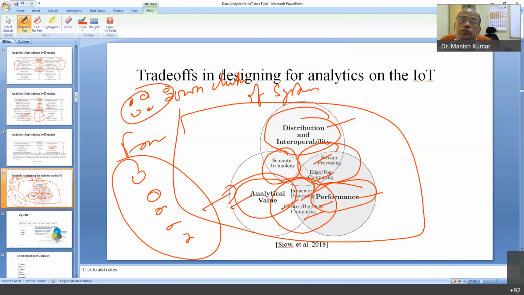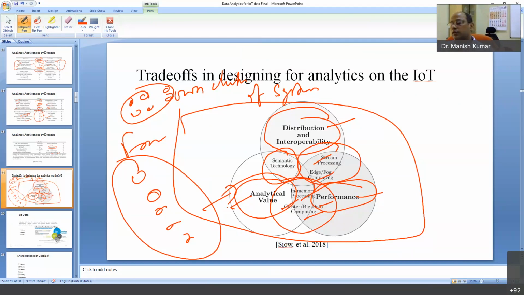So this is what we talked about till this particular slide: what is IoT, and what are the parts, layers, and components of IoT, then what we actually mean when we talk about data analytics in IoT.